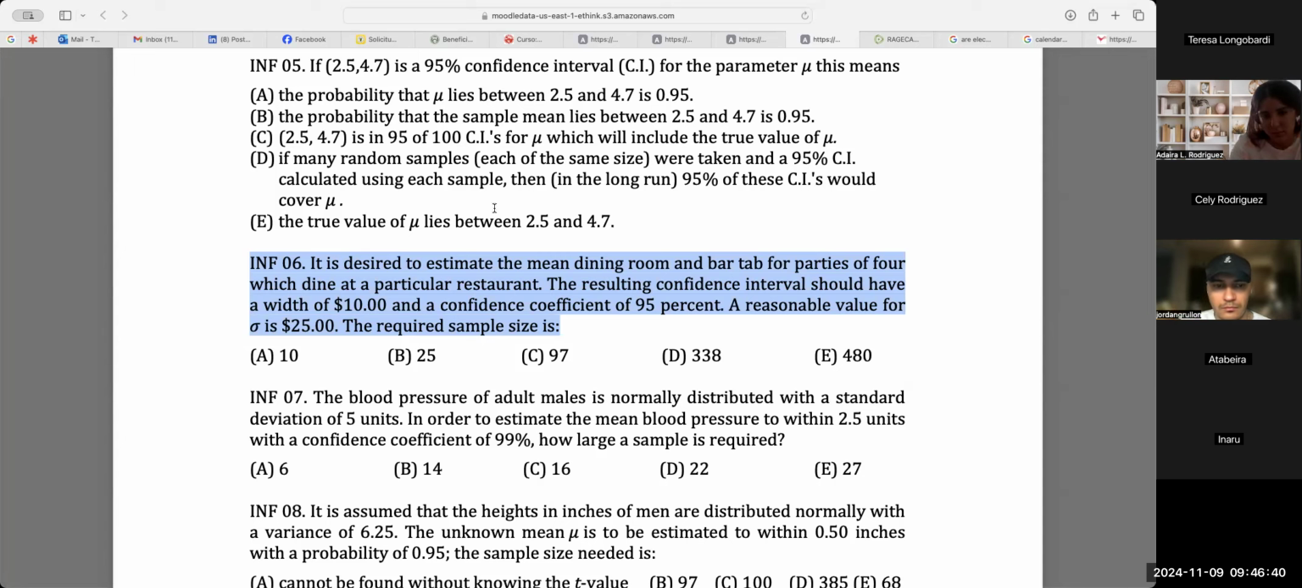Okay, so you guys see that. The estimate, the mean dining room and bar tab for parties of 4. Good. So it's about the mean. So it's either 5 or 6. So which of them, 5 or 6, do I use?